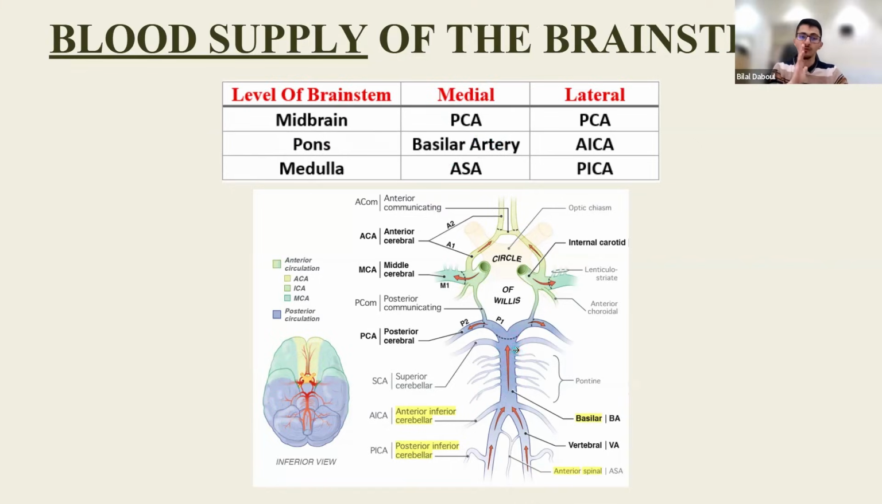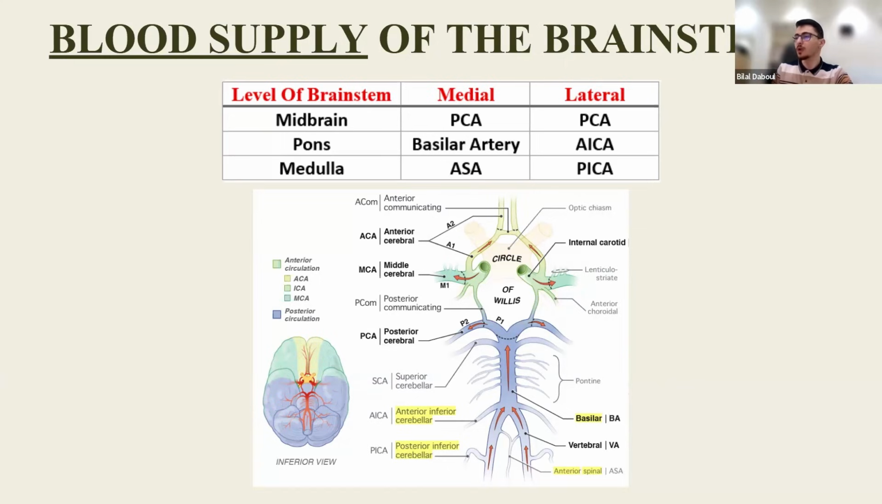It sits within the basilar groove or the basilar sulcus and supplies the ventromedial aspect of the pons. The lateral aspect of the pons is supplied through AICA. So, in other words, what is the significance of this? If I have occlusion of the basilar artery, I would expect the medial pons to be affected. If I have occlusion of AICA, which is the anterior inferior cerebellar artery, I would expect lateral pontine syndromes or lateral pontine lesions.